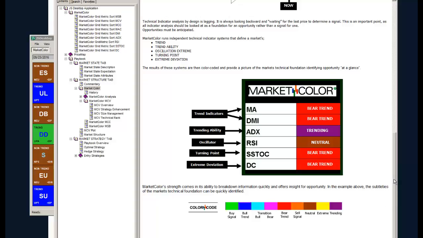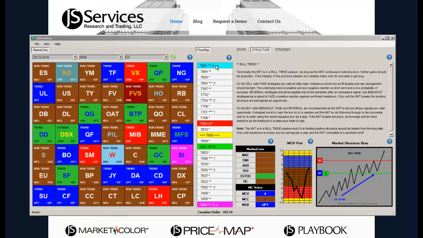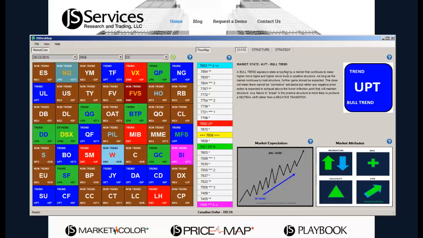The color profile helps us to quickly identify different nuances in a state, and this market is in a bear trend on our trending indicators based on our color coding. It's got trending ability, and we've got good support from other indicators, a solid bear trend situation. The color profile identifies the foundation of the market state condition. So we have a market that's in a bull trend state.